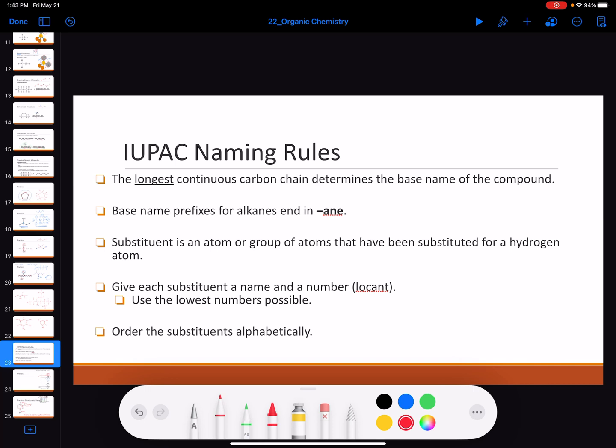We have to name things, and unfortunately, back in the day, they didn't have systematic names for things. So someone would discover that when an ant bites you or a bee stings you, they inject an acid into you, and that's why it burns so much. And so they said, you know what? Because the Latin for ant is formica, we're going to call this formic acid.